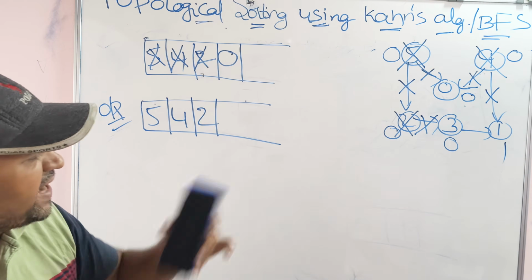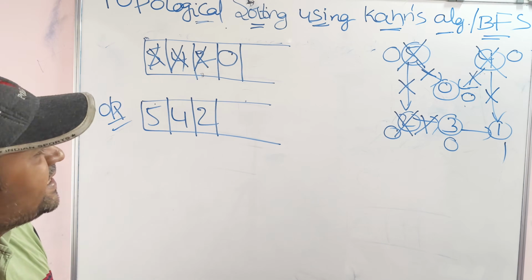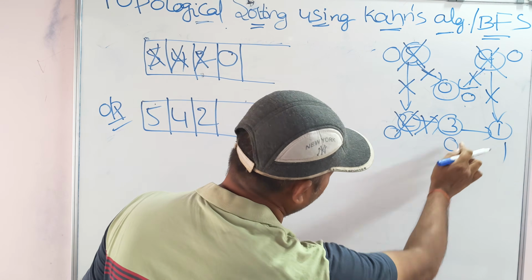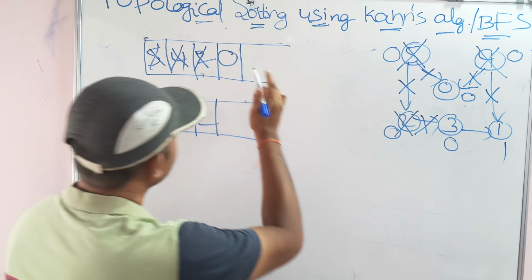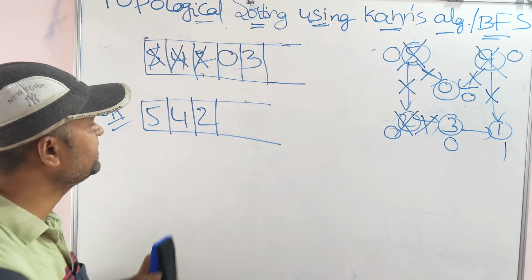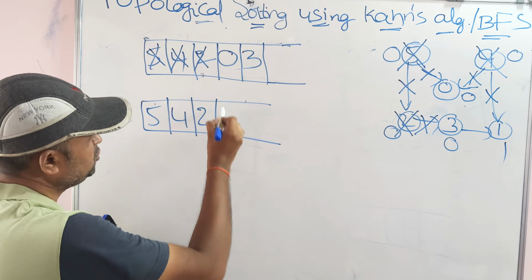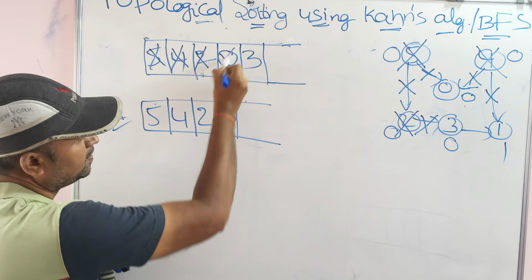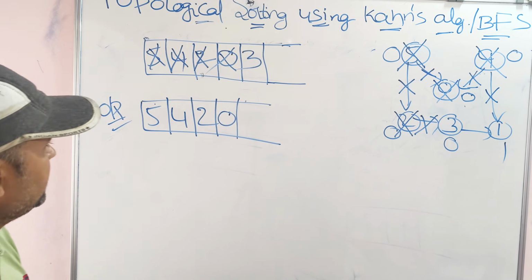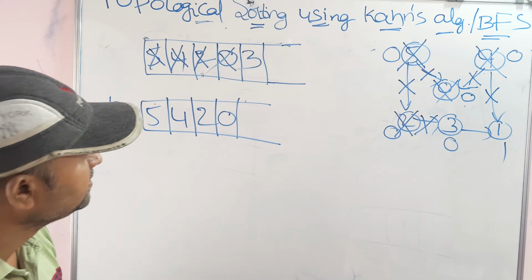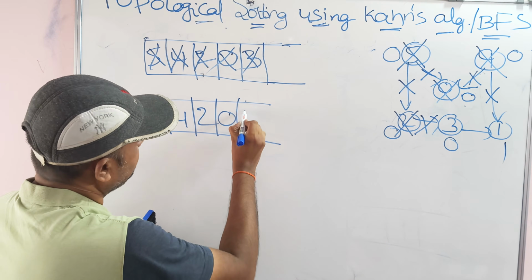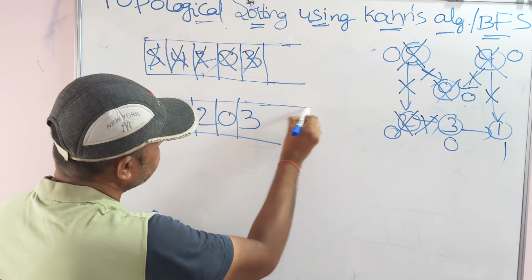So now we have to find the vertex whose in degree is 0. So 0 is already added. Here we have 3 whose in degree is 0. So let us add 3 to the queue. Now let us perform the deletion operation. So delete 0. Here there are no outgoing edges for 0. So next, delete 3 and place it in the output.